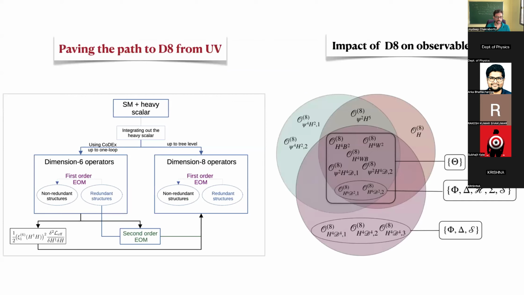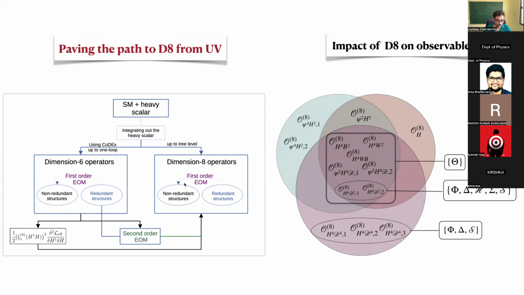Okay, so now let me give you the plan to get this dimension 8 at the tree level. You start with, let's say, the standard model plus a heavy scalar. You integrate out the heavy scalar. If you use the CoDEx, you have dimension 6 operators, first in a redundant structure, and then you can use the equation of motion to get from redundant to non-redundant. And at the tree level, you get the dimension 8 operators, where you first get the redundant structures, and using the equation of motion, you get the non-redundant structure. That's why when you integrate out, you get an effective action of dimension 6, dimension 8, in this order.